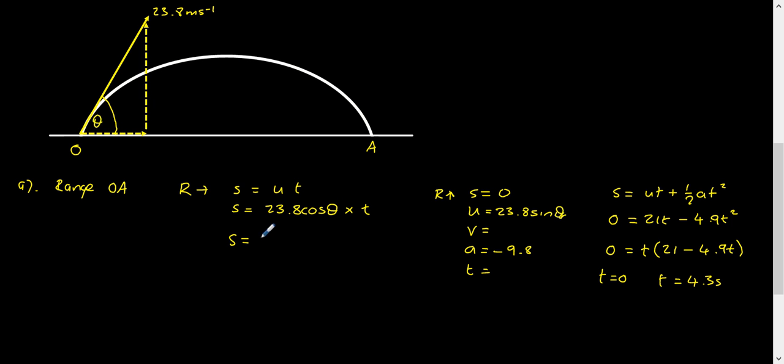So we've got s equals, now 23.8 multiplied by cosine of the angle is 11.2. So we've got 11.2 multiplied by t. So s is going to be 48 meters. And so there we have the range from O to A, the horizontal distance covered by the particle, given by the two calculations together.